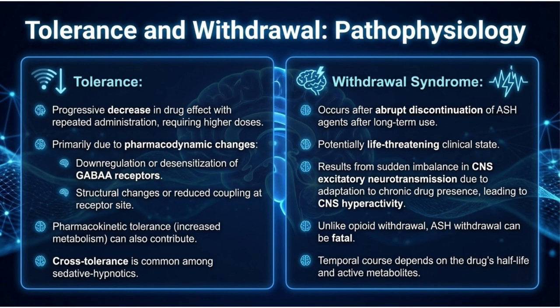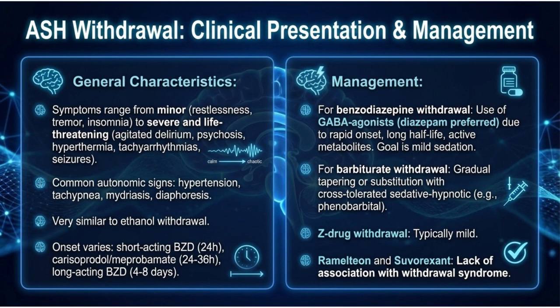And that leads us to the most dangerous part of chronic use, withdrawal. And we have to be absolutely clear here. This is not like opioid withdrawal. Not at all. Opioid withdrawal is horrible, but it's generally not fatal. Sedative withdrawal is absolutely potentially life-threatening. You take away that chronic brake, and the central nervous system just goes into a state of extreme hyperactivity. What does that look like? It starts with restlessness, tremors, but it can escalate fast to agitated delirium, psychosis, hyperthermia, and the big one, seizures. And the timing of when that starts can be tricky, right?